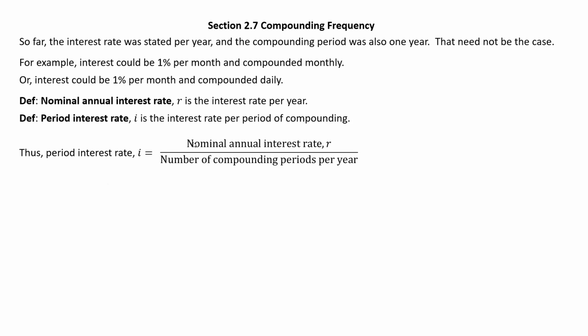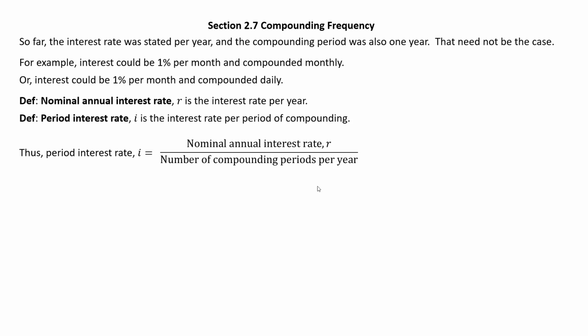So what is the period interest rate I? That is the nominal annual interest rate divided by the number of compounding periods per year. That's interesting. So the period interest rate would be the interest rate per year divided by however many compounding periods exist in 1 year.